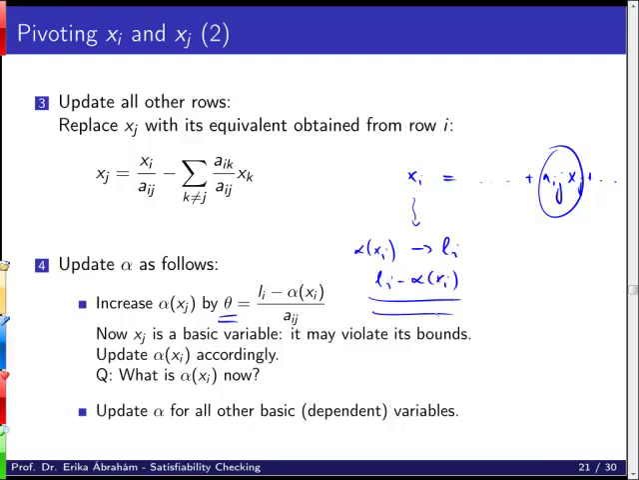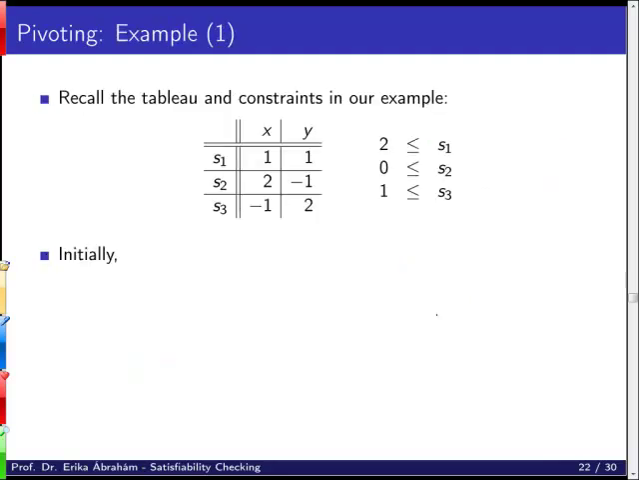Okay, this is for the pivoting variables. And since now xj might violate its bounds, we pivot the rows and columns of xi, xj. And now the other basic dependent variables might also be influenced by this pivoting, so I have to update also their values. Let us look at an example.